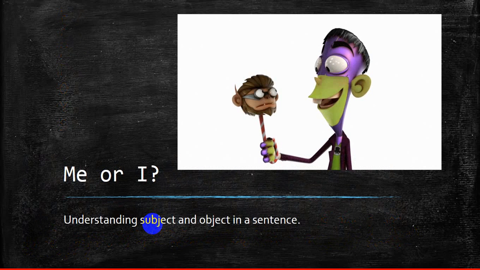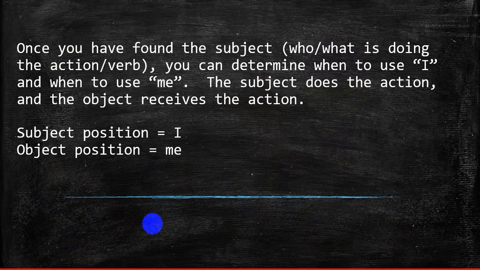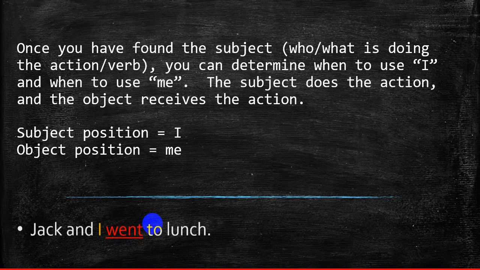Moving on to understanding subject and object in a sentence, one of the most common questions is when to use me and when to use I in a sentence. Once you have found the subject, the who or the what, doing the action or the verb, you can determine when to use I and when to use me. The subject does the action and the object receives it. So in the subject position you would use I, and in the object position you would use me.